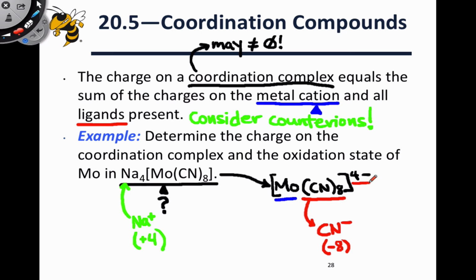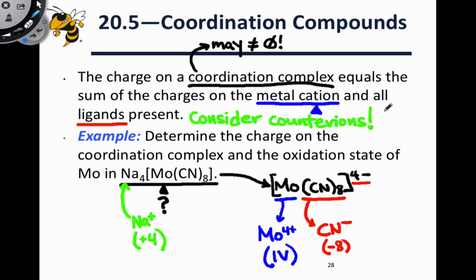Given the charge on the coordination complex, which we deduced from the sodium cation charge, and the -8 charge on the ligands, we can conclude that the charge on the molybdenum must be +4. So this is molybdenum in the +4 oxidation state.